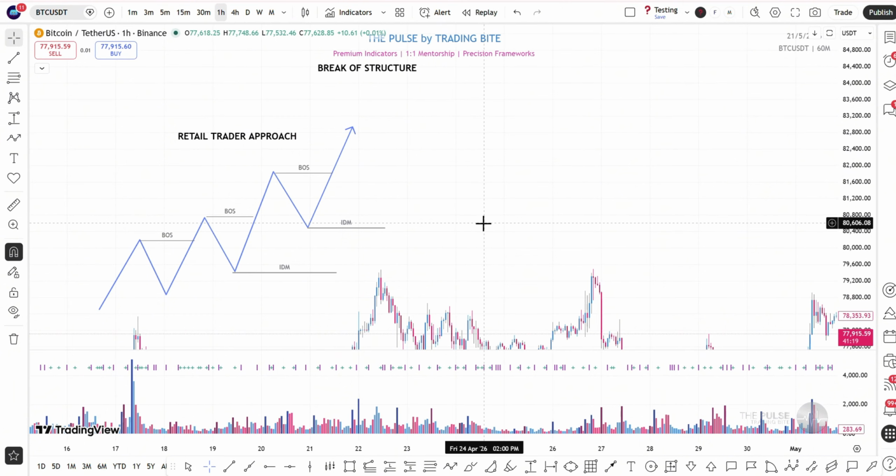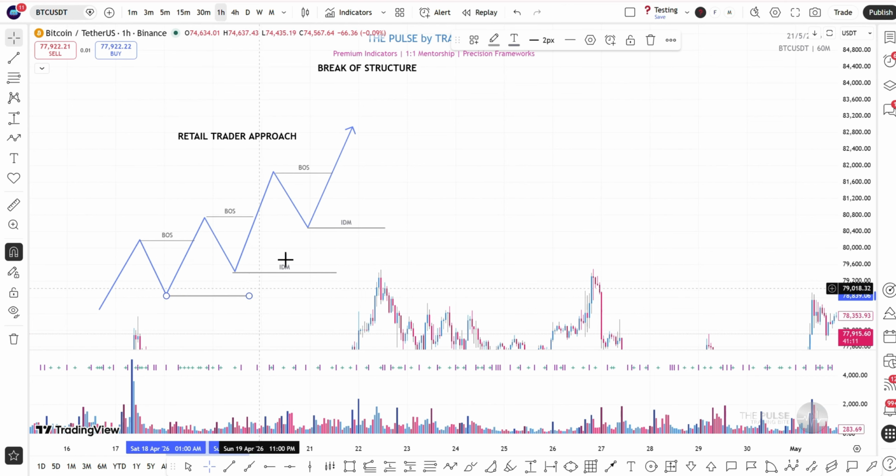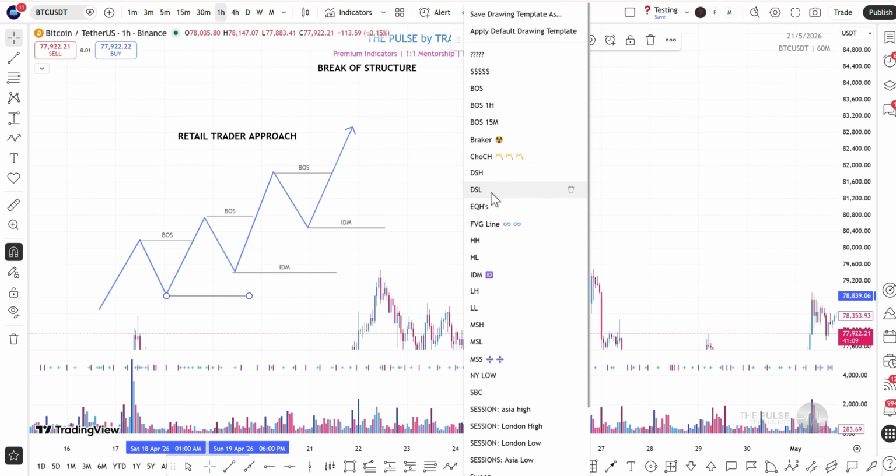Now the question is, if smart money wants to move further, then why are they not taking this one? This is all inducement, this is all liquidity. So we understood, without taking liquidity, the market cannot move.